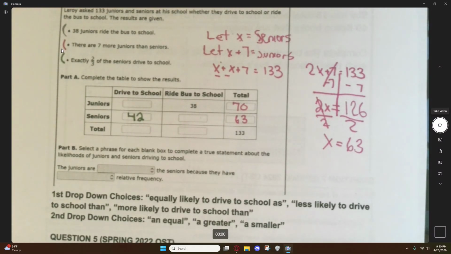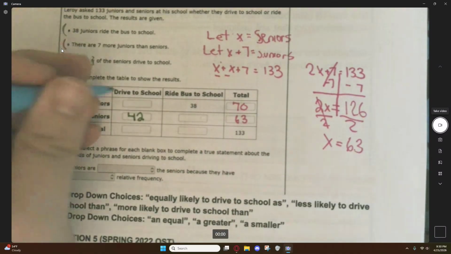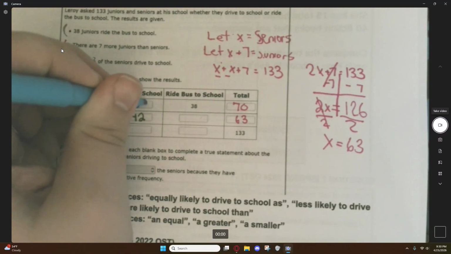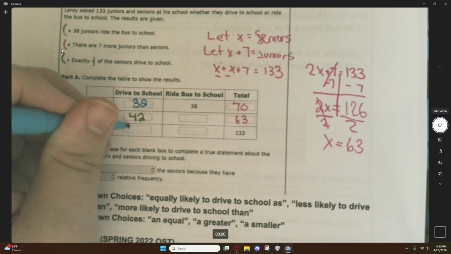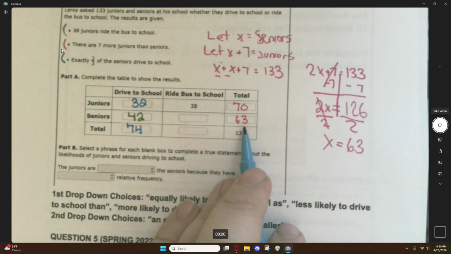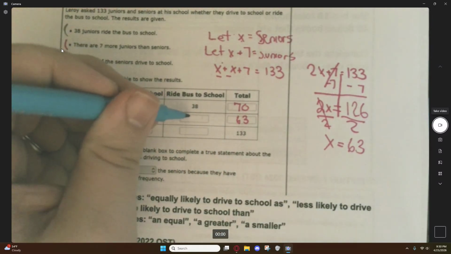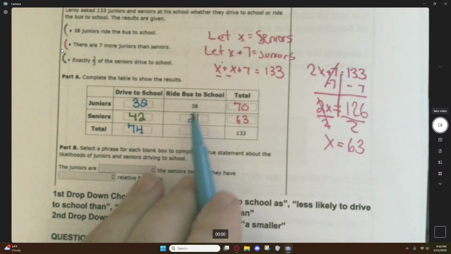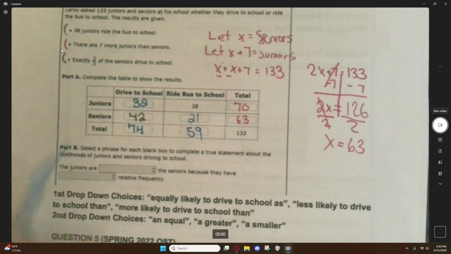So, we're now at the point where we can fill in the rest of the table with the information we have. 70 minus 38 gives me the remainder of juniors who drive to school. 70 minus 38 is 32. 32 plus 42 gives me the total amount of people who drive to school. 32 plus 42 is 74. 63 minus 42 gives me the amount of seniors who ride the bus to school. 63 minus 42 is 21. And 38 plus 21 gives me the total amount of people who ride the bus to school. 38 plus 21 is 59. And that's just part 1.